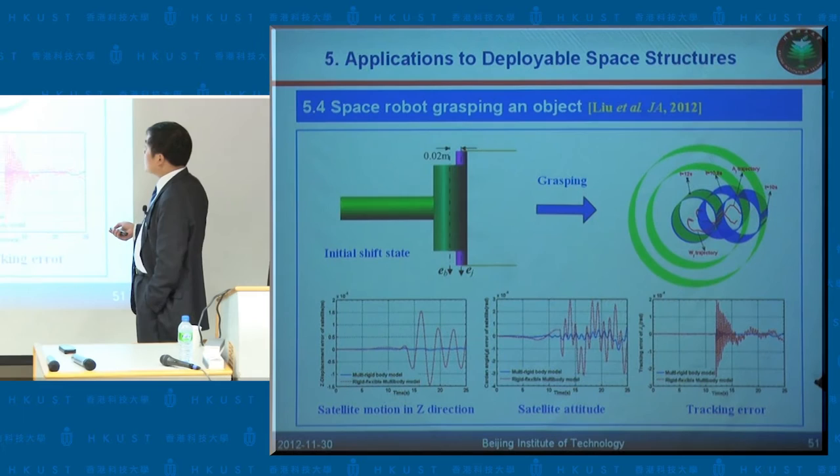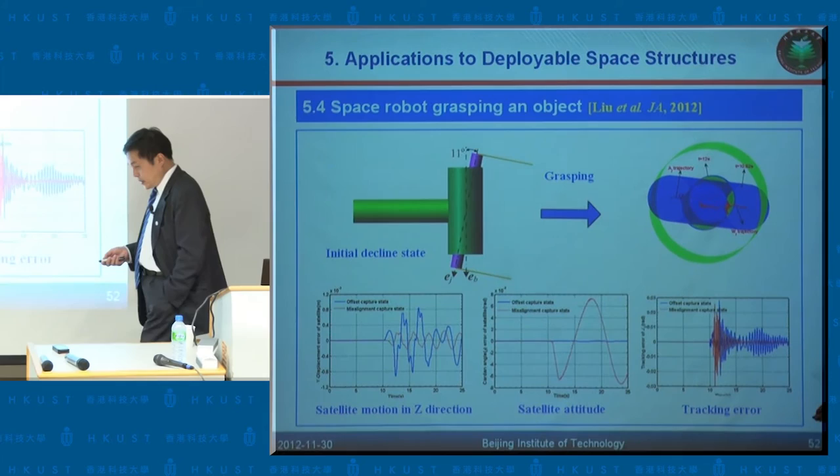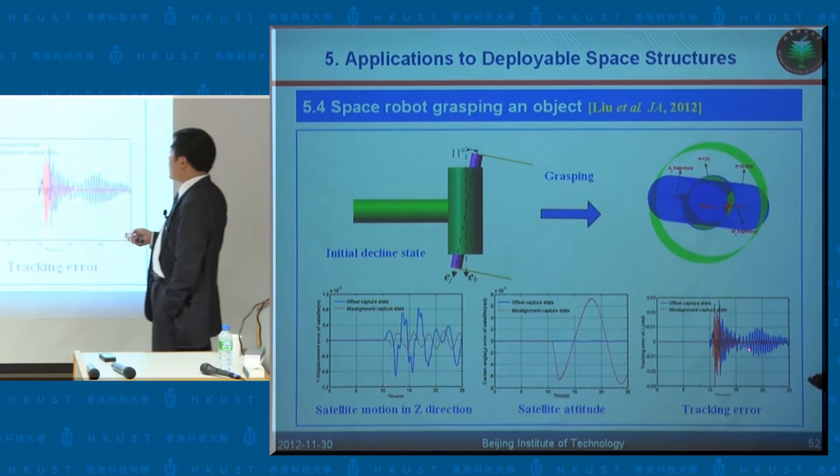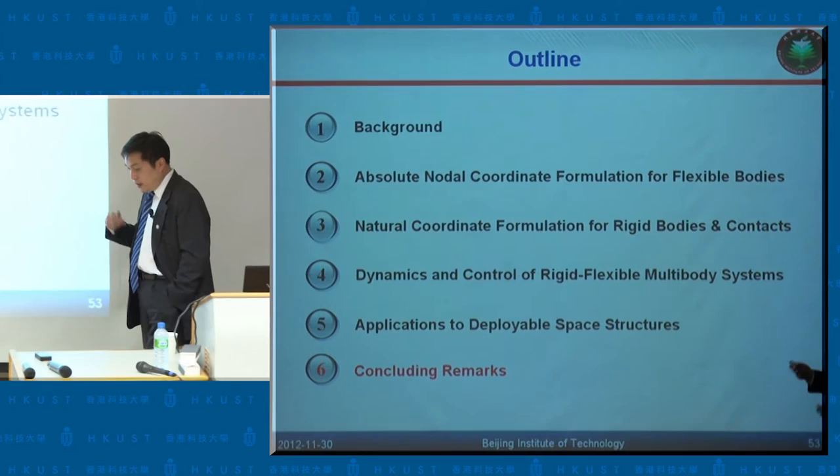And in the second case, we have the opposite result. The satellite motion in the Z direction becomes smaller. However, the change of attitude of the satellite becomes very large. The tracking error has quite similar properties. Okay, those are the four examples I show you.